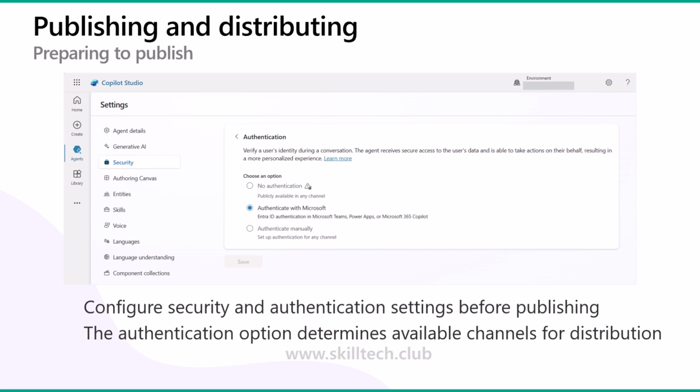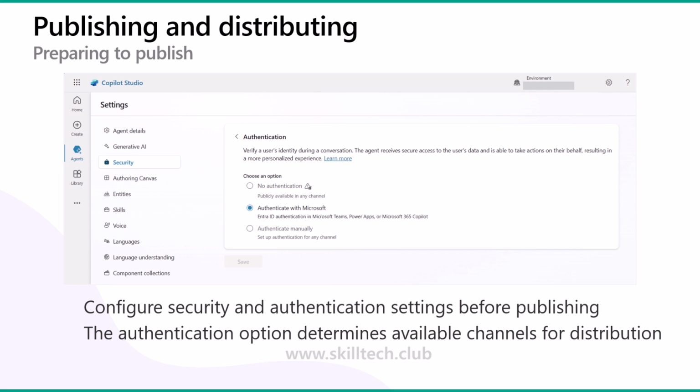Once you are ready to publish it and distribute it to the users, you have to first configure the security settings, particularly the authentication methods by which you want to restrict access to your agent, as well as the authentication method which determines which channels you can deliver it through.